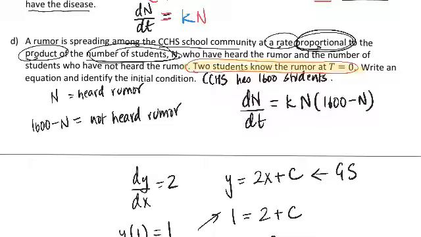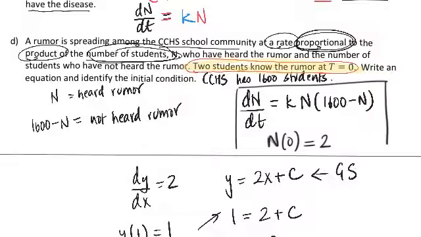So the way we would write that here is n of 0, the number of students who have heard the rumor at time 0, is equal to 2. And that would be our answer. This right here, all of this, I should say, is that answer.